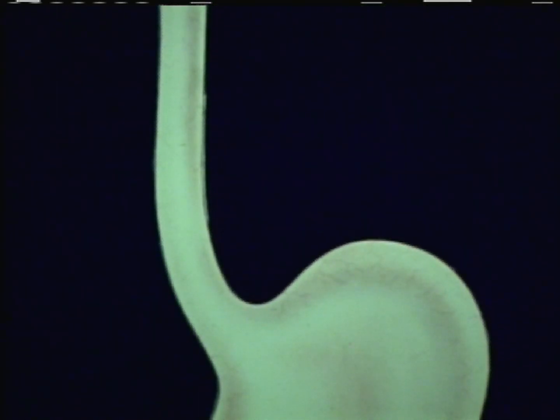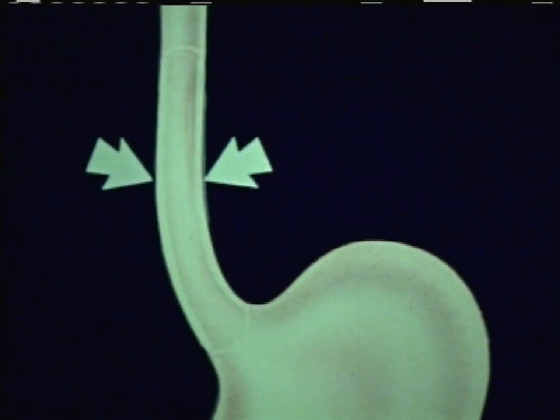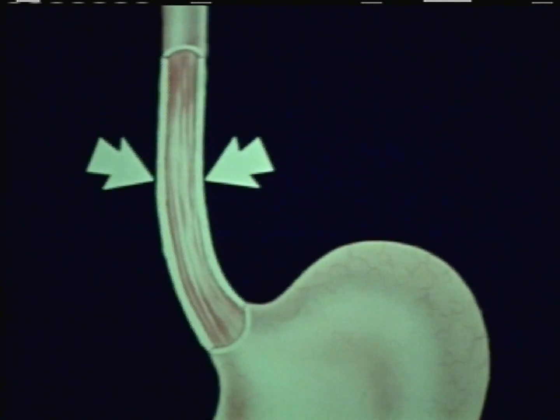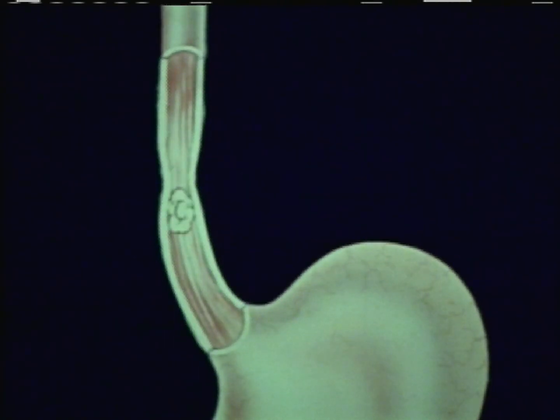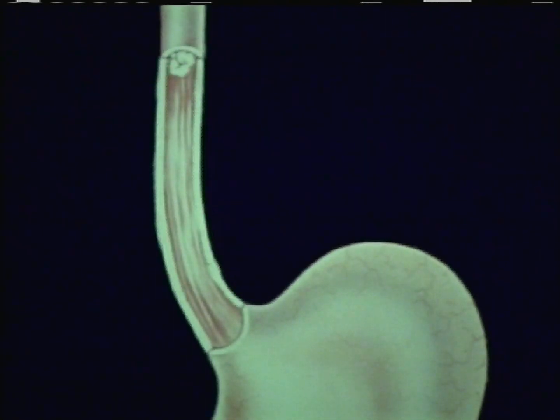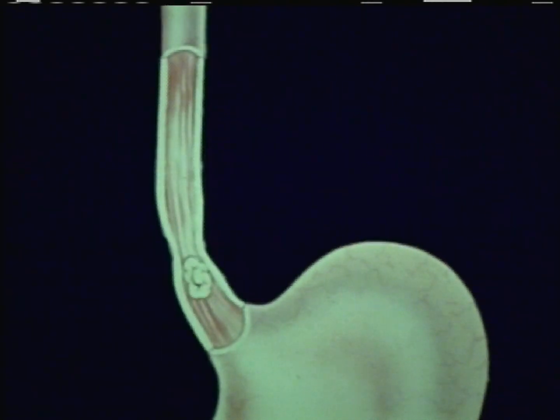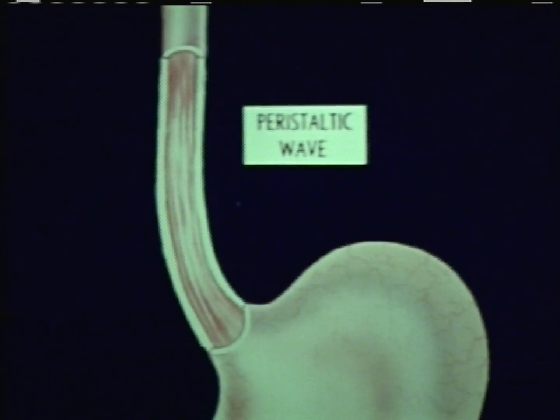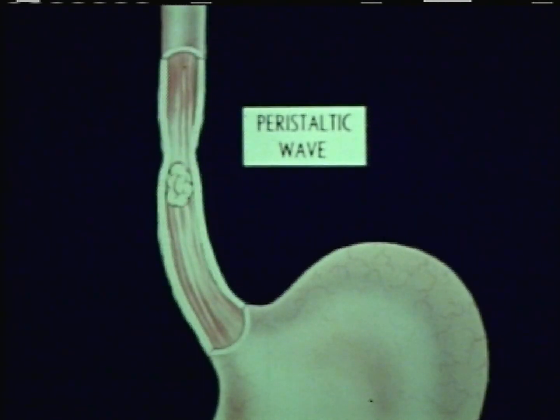The walls of the esophagus are partially made up of ring-like muscles. When food enters the esophagus from the pharynx, each ring of muscles in succession relaxes to receive the food and then contracts to move the food on. This muscular movement is called a peristaltic wave. Peristaltic waves push food particles through the esophagus down into the stomach.